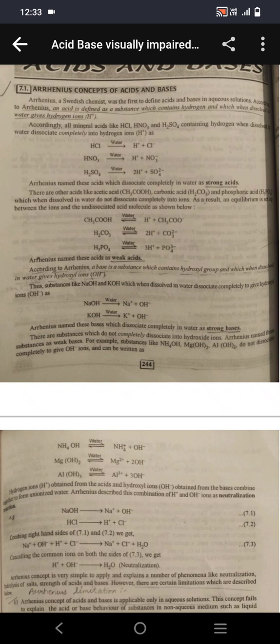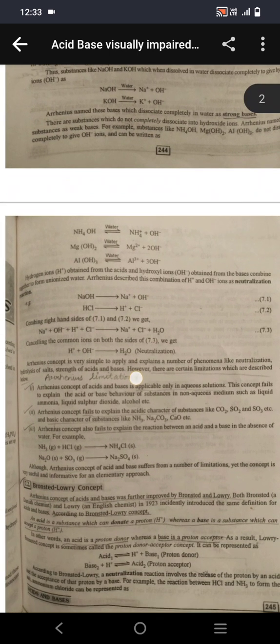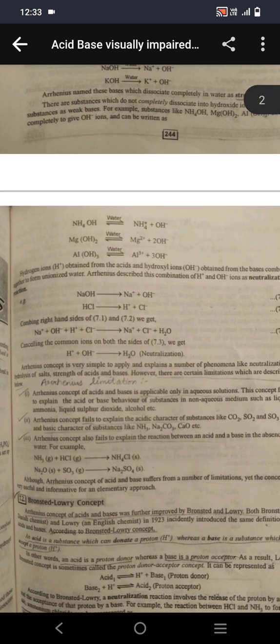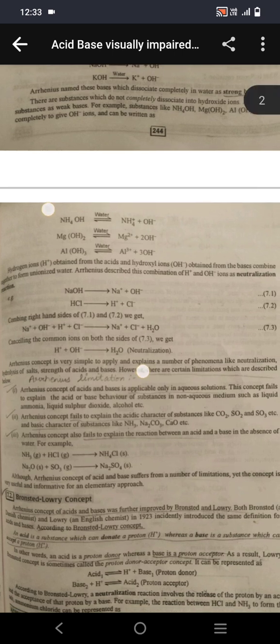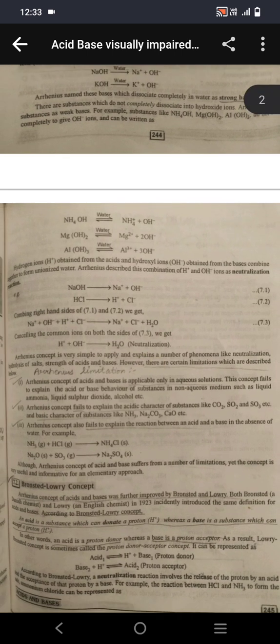For example, substances like NH4OH, Mg(OH)2, Al(OH)3 do not dissociate completely to give OH minus ions and can be written as an equilibrium. Hydrogen ions obtained from the acids and hydroxyl ions obtained from the base combine to form unionized water. Arrhenius described this combination of H plus and OH minus ions as neutralization.